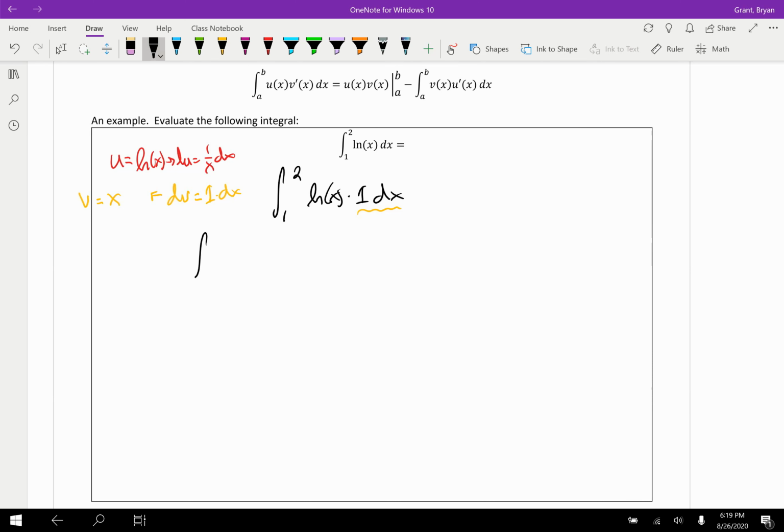So we have the original problem, the definite integral from 1 to 2 of the interior, the integrand, and we go through and we work our magic. So it becomes u, which is natural log of x, times v, which is x, evaluated from 1 to 2, minus the integral from 1 to 2 of v du.